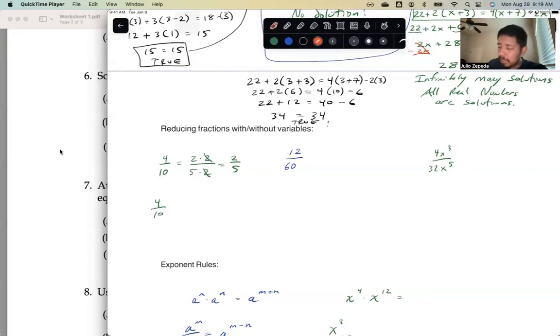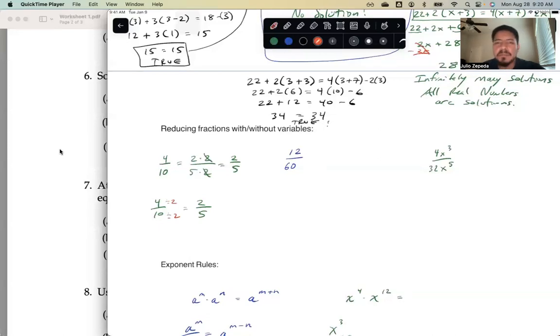Now, sometimes you don't really want to write out a complete factorization, so you can just ask yourself, what do 4 and 10 have in common? What factor do those two have in common? I like to write a little note like this, division by 2 on both top and bottom, and then that's 2/5.